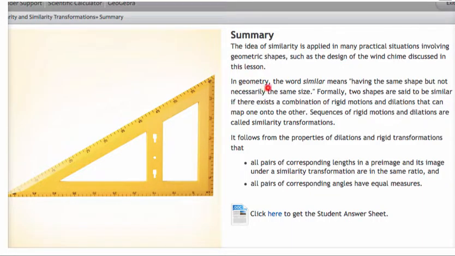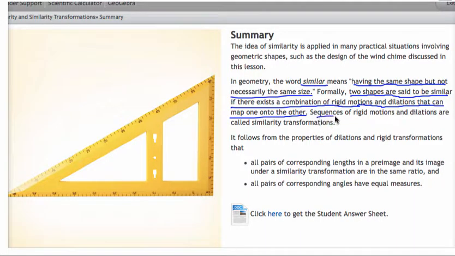in the lesson. In geometry, the word similar, and you do want to write this down, means having the same shape but not necessarily the same size. Formally, you also want to write this down, two shapes are similar if there exists a combination of rigid motions and dilations that can map one onto the other. That means that the two match exactly, overlapping each other exactly. Sequences of rigid motions and dilations are called a similarity transformation.